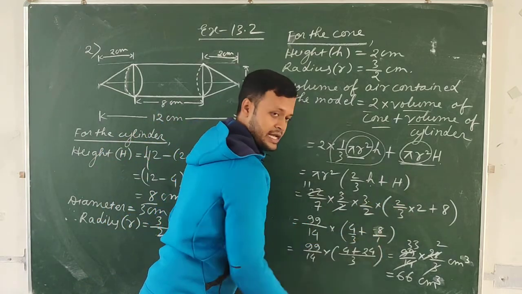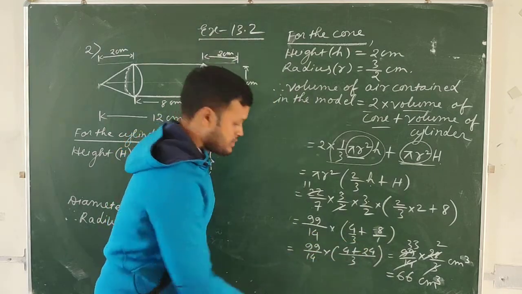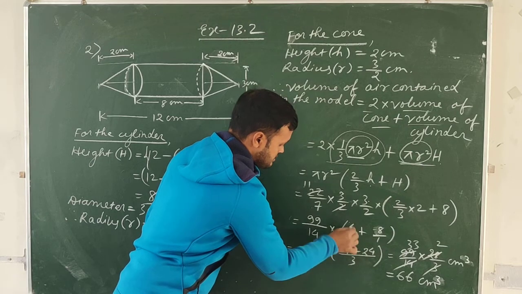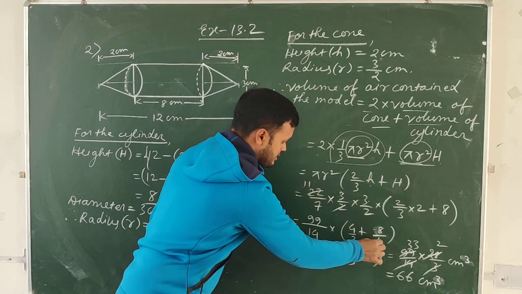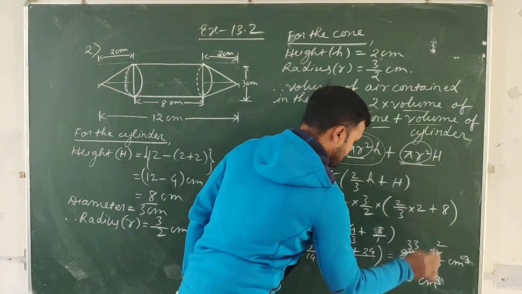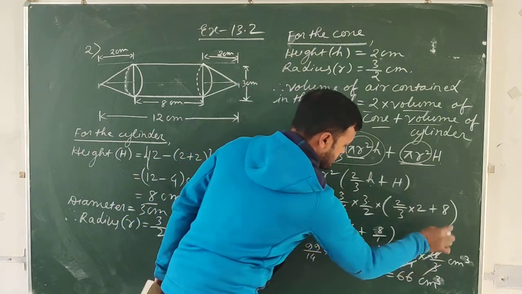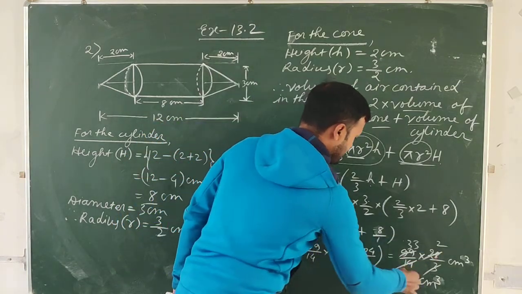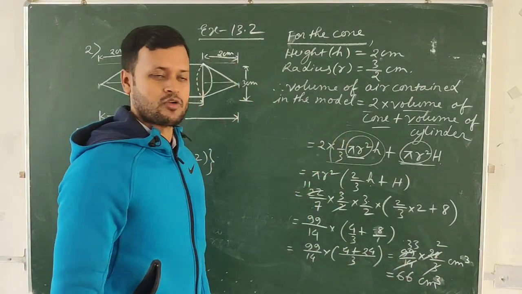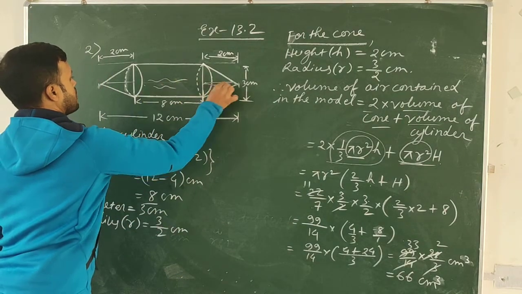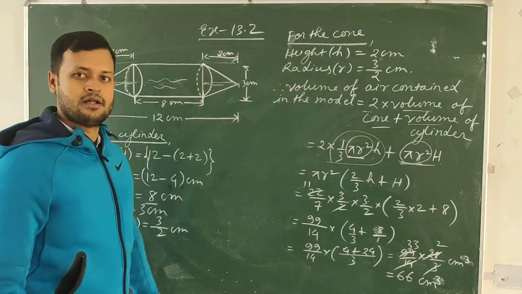Below 8, 1 is there, so 3 and 1, you take the LCM. The LCM of 3 and 1 will be 3. So this 3 will go 1 time in 3, so 1 into 4, and this 1 will go 3 times, so 3 into 8 is 24. So 4 plus 24 will become 28. With this 14 I am cancelling 28, 2 times, with this 3 I am cancelling 99, 33 times. 33 into 2 will be 66 centimeter cube. So this is the volume of air inside this whole model. Understood?